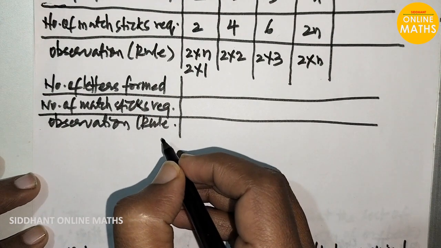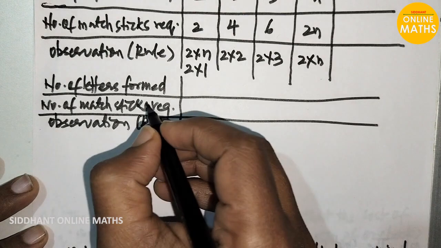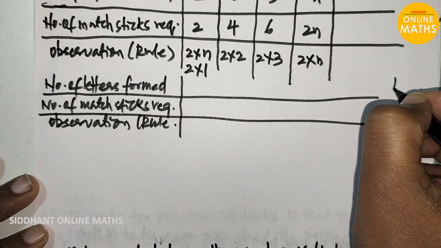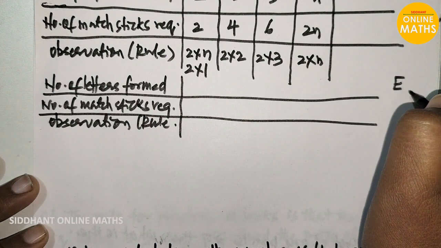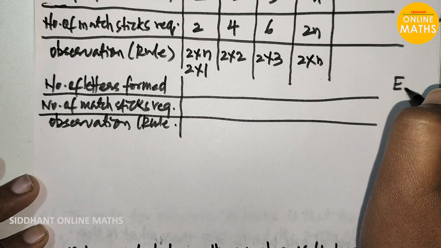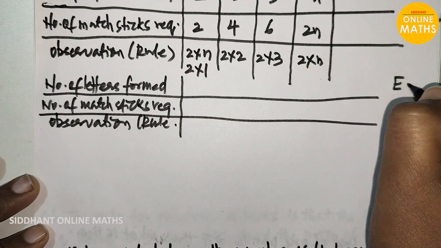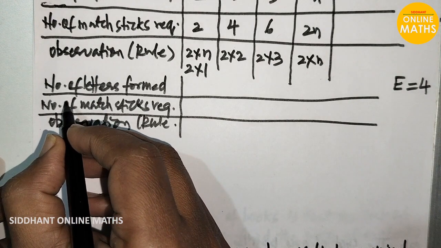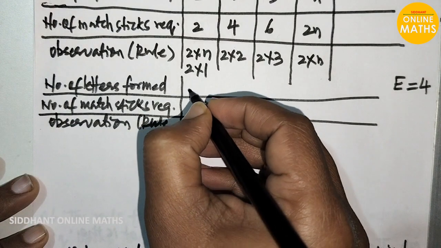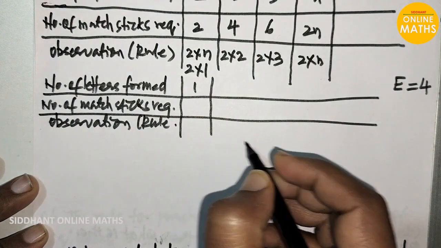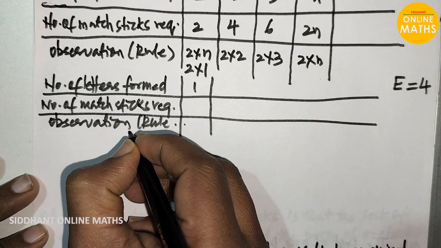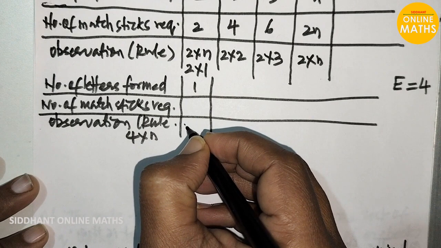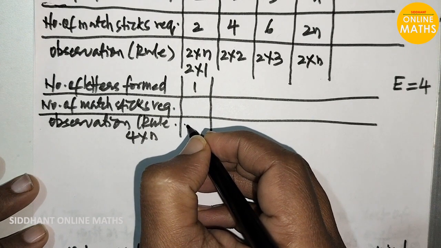Continuing the question, we will see letter E. So when you write the letter E, to form a letter E, how many matchsticks are required? Here 4 matchsticks are required. First, see the pattern here. The number of letters formed will be 1 here, and the pattern will be 4 into n. That means 4 matchsticks are required to write a letter E.